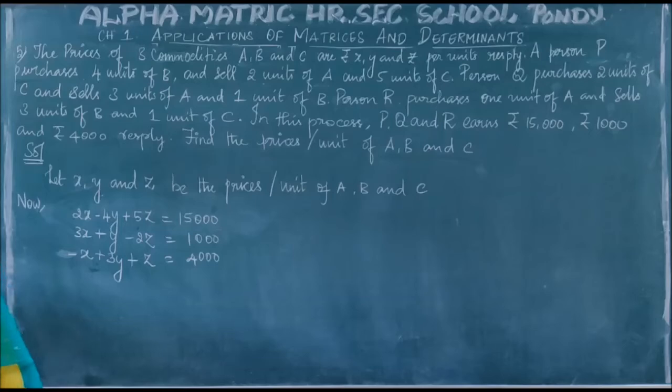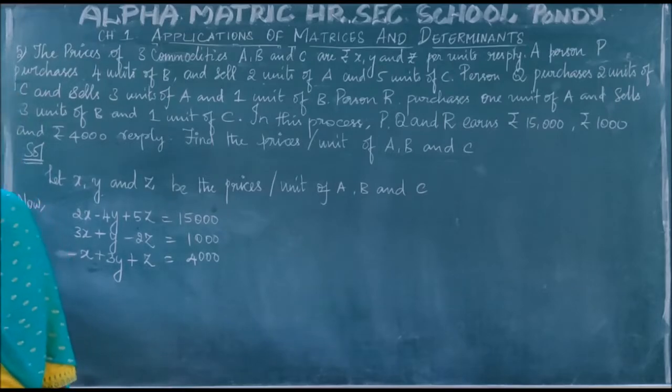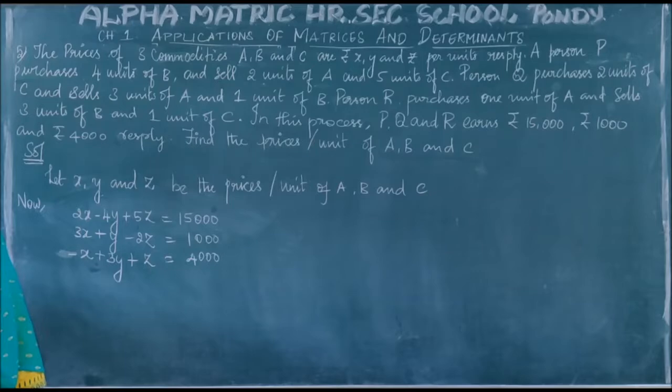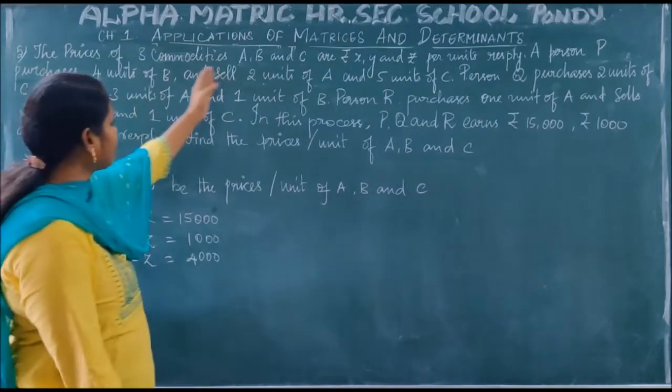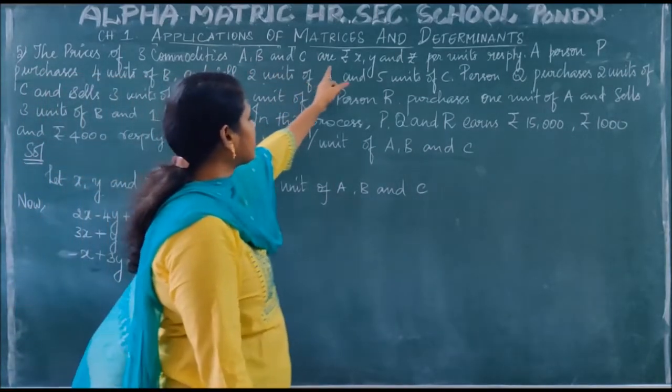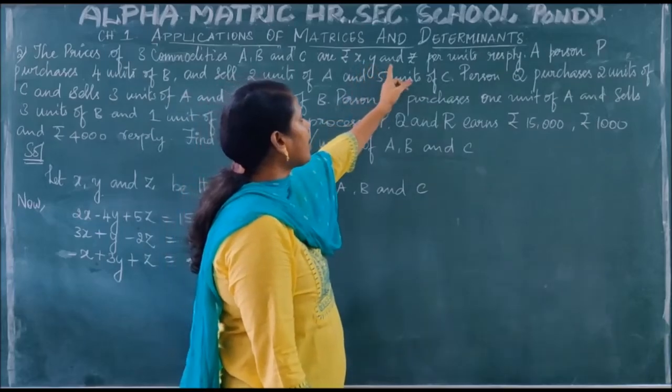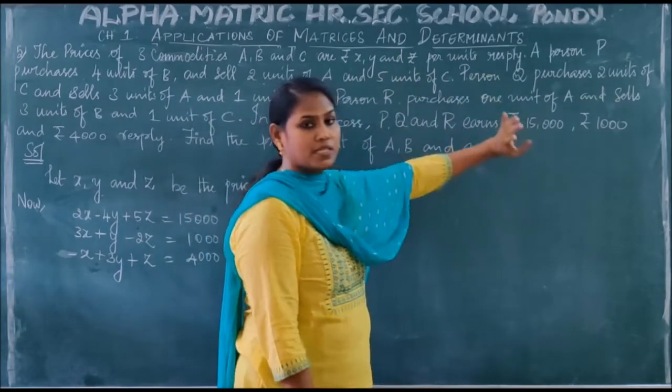So next is question number 5 of exercise 1.3. I will read out the question, so listen carefully. The prices of 3 commodities A, B and C are rupees x, y and z per unit respectively.